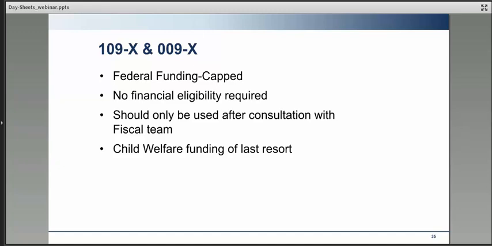Now again, we have X. It's still a capped funding source. There's no fiscal eligibility, and as I mentioned earlier, it should only be used after consultation with your business office or fiscal team because it is a funding source of last resort. Child welfare should only be using this if their business office indicates that it's appropriate to do so. Please don't just choose it to use without that level of consultation.